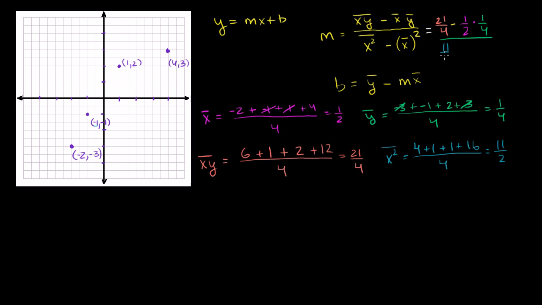That's 11 over 2, so we did that. Minus the mean of the x's squared. The mean of the x's, once again, is 1/2. And so what is this equal to?